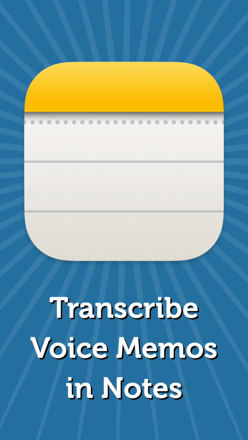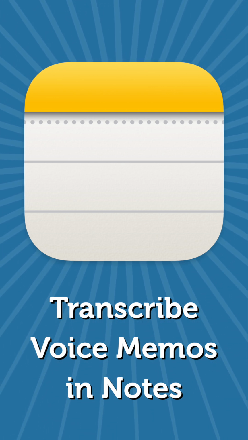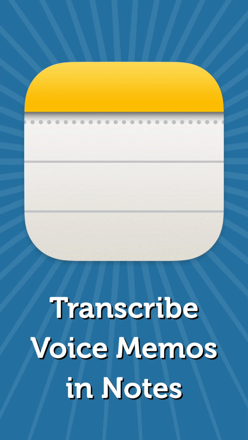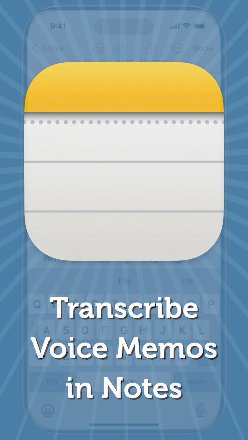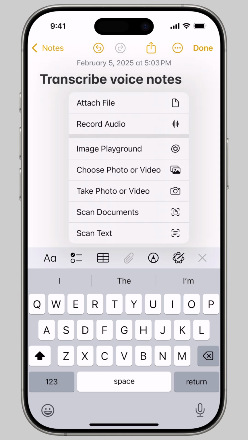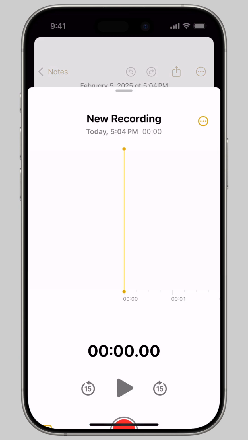Today, I'm going to show you how to create a voice memo inside a note and how to automatically transcribe your recordings. This feature is available on iOS and iPadOS 18 or later, on the iPhone 12 or later. On a note, you just tap the attachments button, this paperclip icon, and tap record audio.